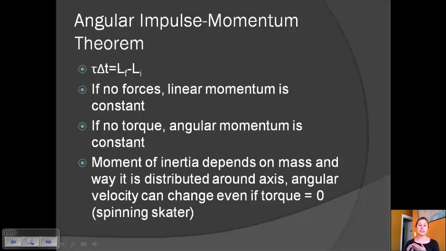So think about a spinning skater. They can continue spinning even if there isn't an outside torque applied, and by the way that they distribute mass around their axis, if they extend their arms or pull their arms in, that changes their angular velocity. And so that's kind of the only thing that's really different between linear and angular.